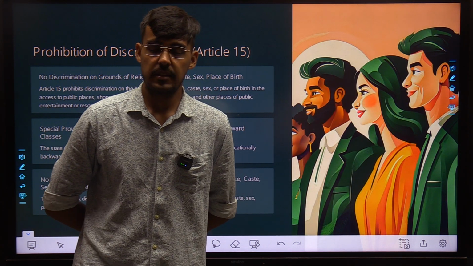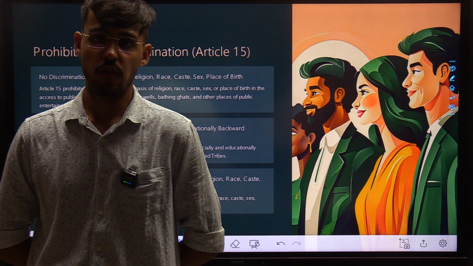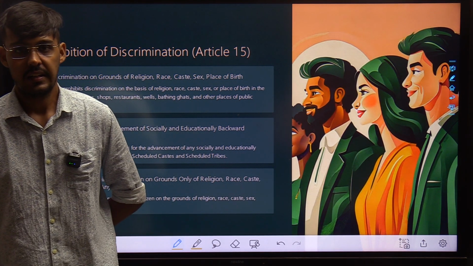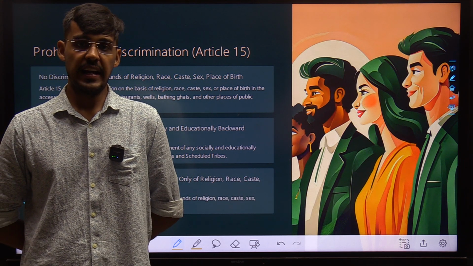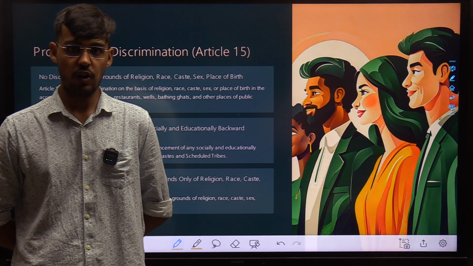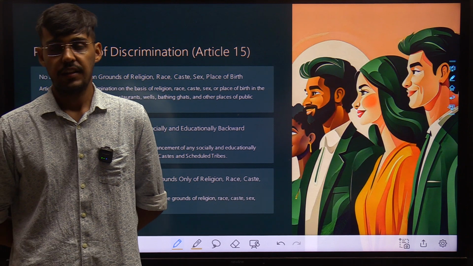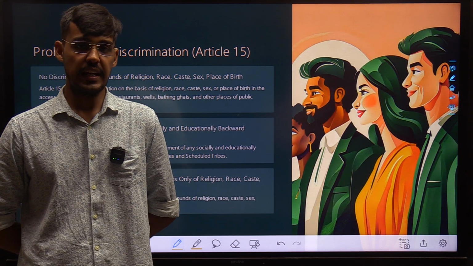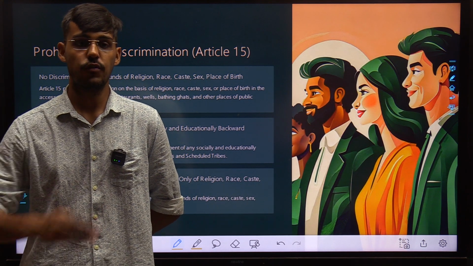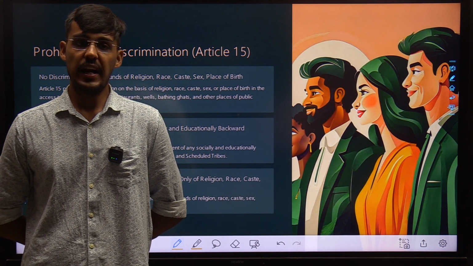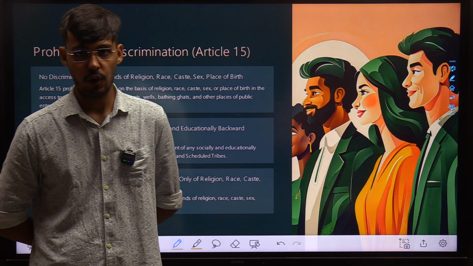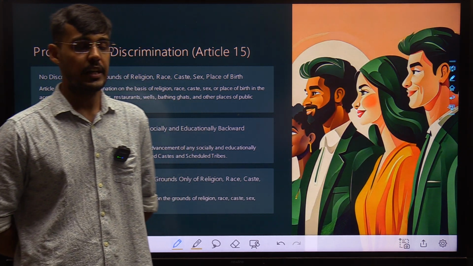So first we will be discussing Article 14 before moving forward to Article 15. Article 14 basically implies the right to equality and equal protection of law. There are 2 different terms: right to equality and equal protection of law. Right to equality means all citizens in the country are equal in the eyes of law. This is the meaning of equality.